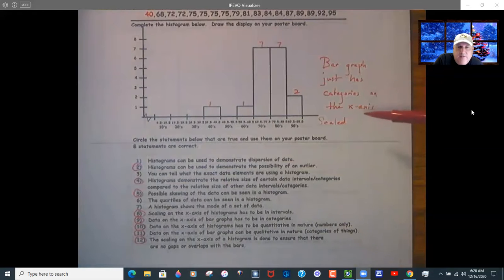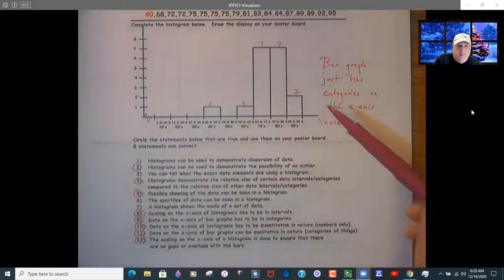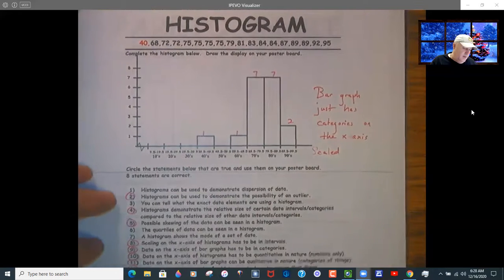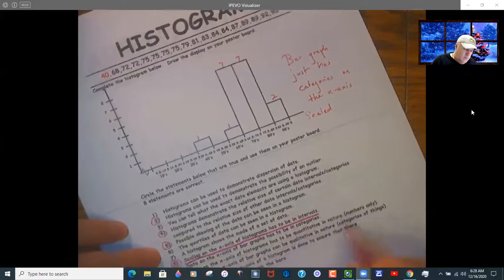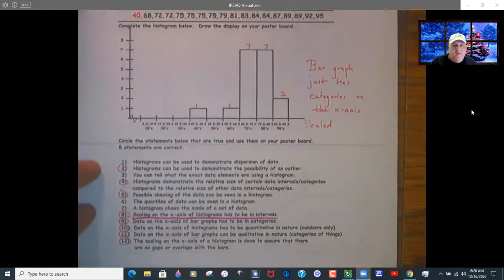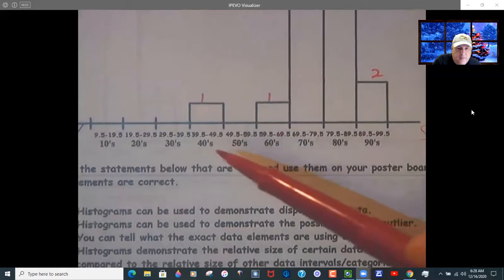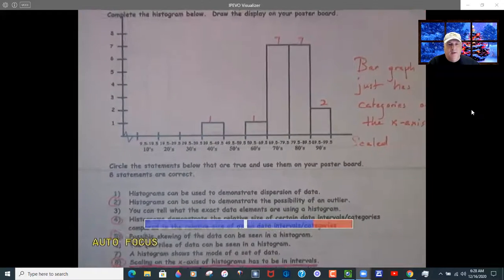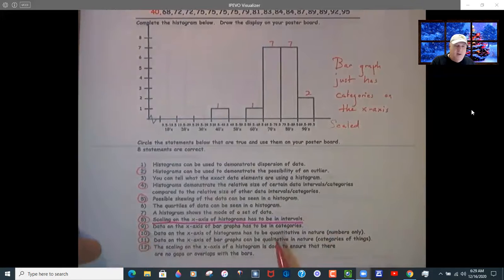Okay, a bar graph just has categories on the x-axis. Here we have a scaled x-axis. That's what that word says. And so that's the difference between a histogram and a bar graph. So histograms have scaling on the x-axis. This should have been number one. So with this, the scaling would be, ignore the 0.5s, this is a statistics thing, like 40s, 60s, 70s, 80s, and 90s, and then you're counting the frequency of data elements in those intervals. But you can circle these, read through them. The big statements down here, the scaling on the x-axis, very important.